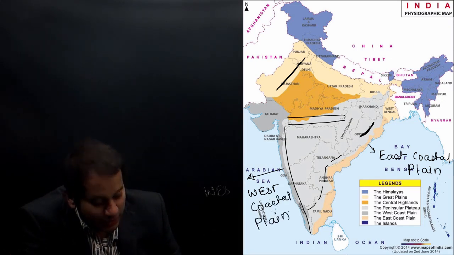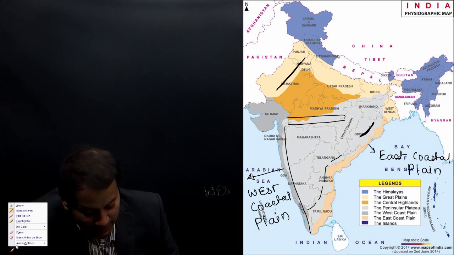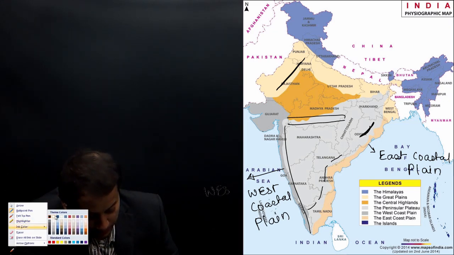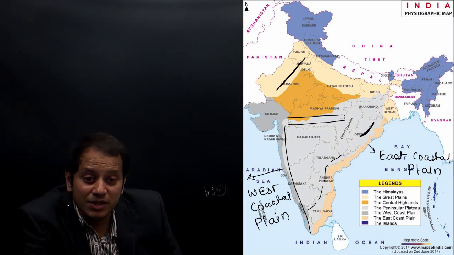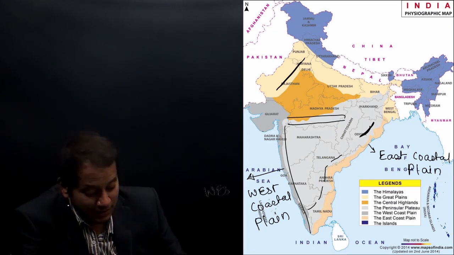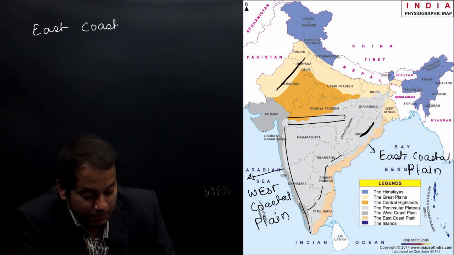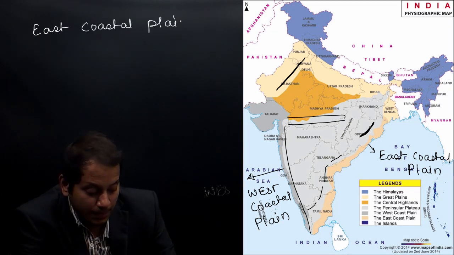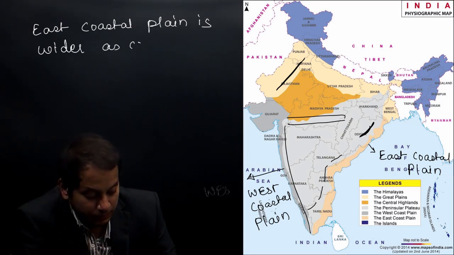Now let us study what is the difference between the west coastal plain and the east coastal plain of India. As you can see in the map, which is wider, the orangish color or the greenish color? Out of these two, which is wider? The east coastal plain is wider as compared to the west coastal plain. This is the first thing you remember about the coastal plains of India.